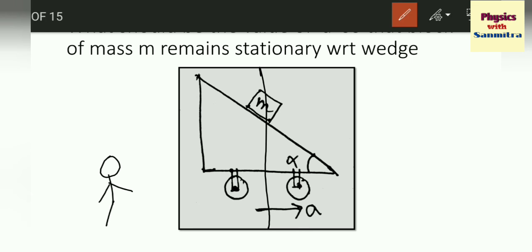Now this wedge is going this side. This block wants to stay here only. Now what will happen? This wedge is going this side, this block wants to stay here only, then it will go up. It will have a tendency to go upward, because the wedge is going forward and this block wants to stay here because of inertia. Then it will go upward. Simple.